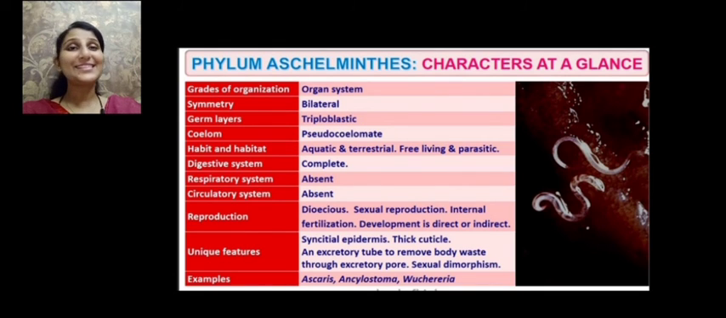That is, sexes are separate into male and female, and sexual reproduction and fertilization is internal, and development can be either direct or indirect. And the unique features are they have the epidermis with multinucleated, this syncytial condition is present. They have a thick cuticle and excretory tube to remove the excretory waste products through an excretory pore, and sexual dimorphism is present. Okay, and examples are Ascaris, hookworm or Ankylostoma, or filarial worm or Wuchereria. So that's about phylum Aschelminthes.